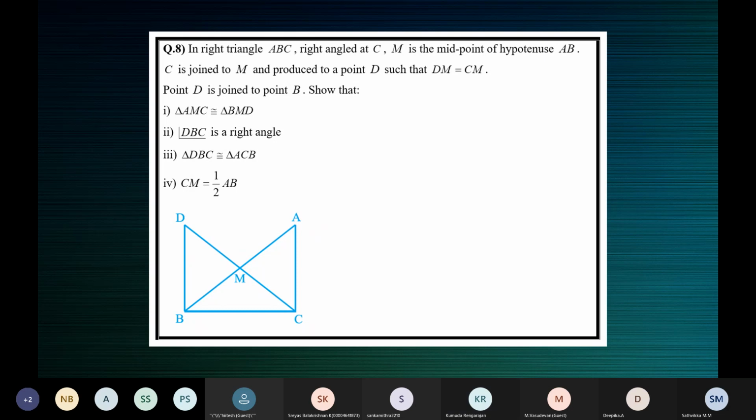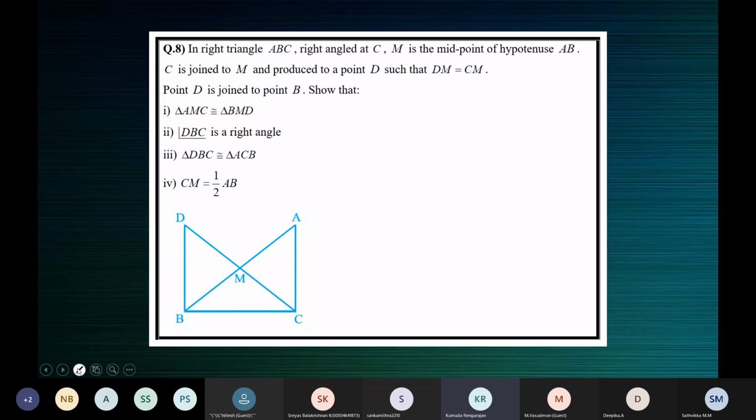Okay. So what kind of a triangle is triangle ABC? Right angled triangle. Yeah, it's a right triangle. And which vertex measures 90 degrees in ABC? Ma'am, angle C.